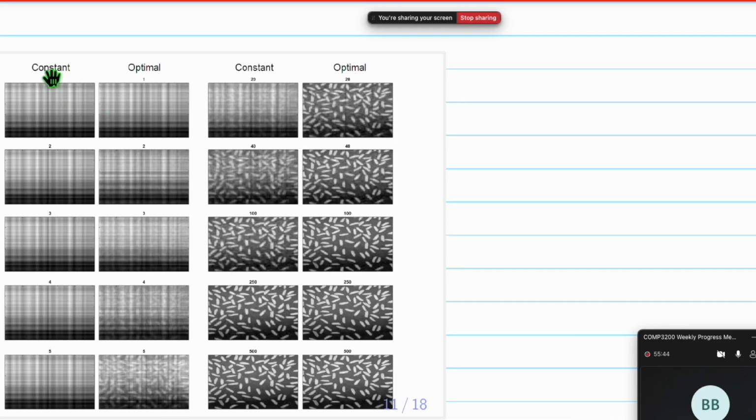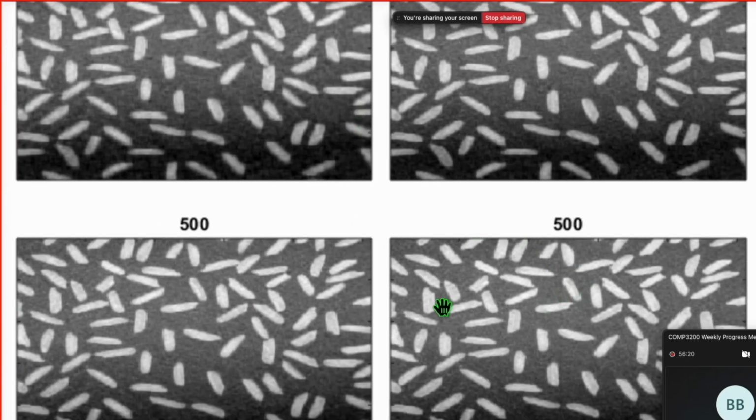Picture illustration. This is constant step size, this is optimal. This means iteration 1, both look the same. But in 5 iterations, this guy still looks rubbish. But this guy already starts to have the rice shape. And then in 29 steps, this guy already has the contour. This guy is still a bunch of straight lines and flat lines. And after 500 steps, basically both look the same.